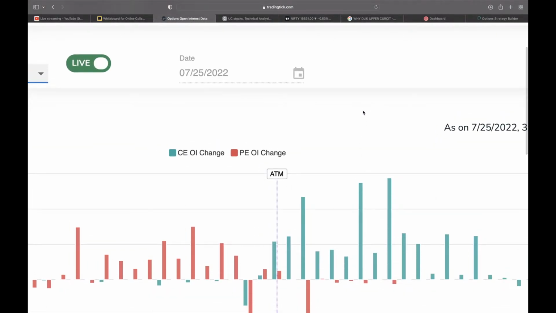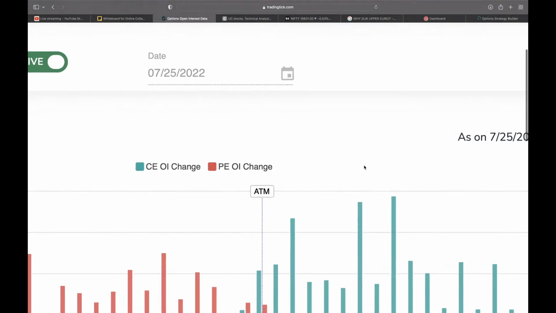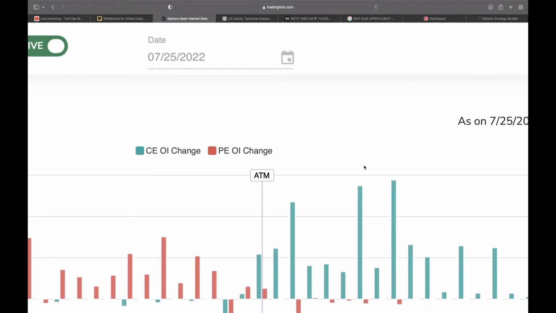Now tell me, where will Nifty go, up or down? Tell me guys, where will Nifty go, up or down? Which is more? Already told Lucky Star because it is safer. OTMs are safer.